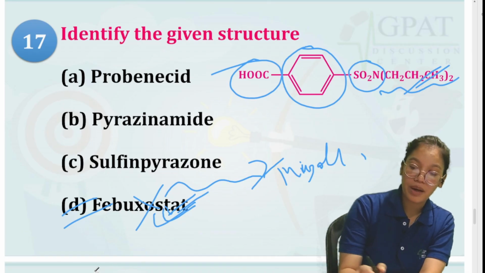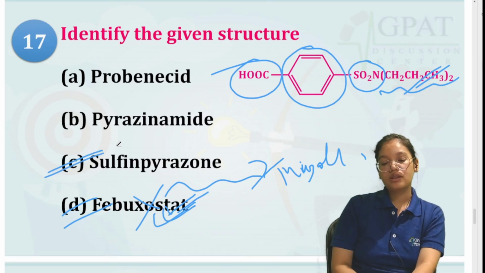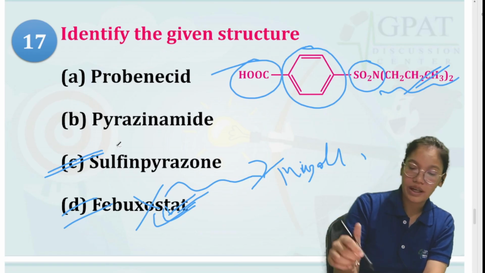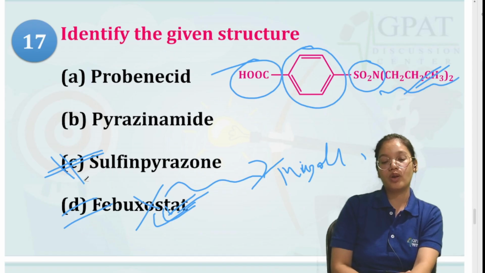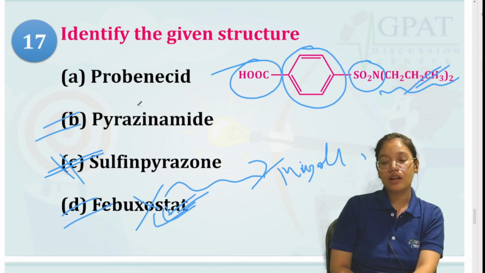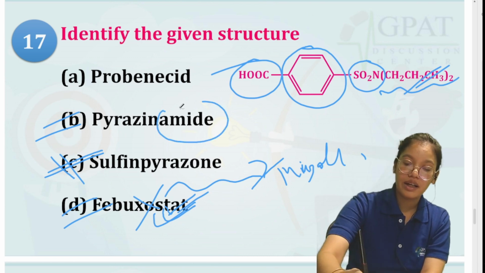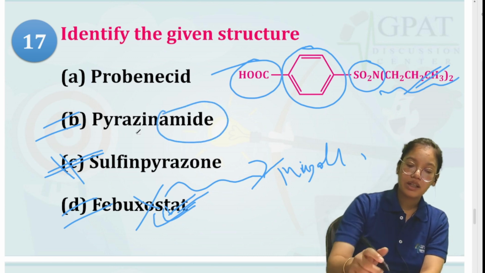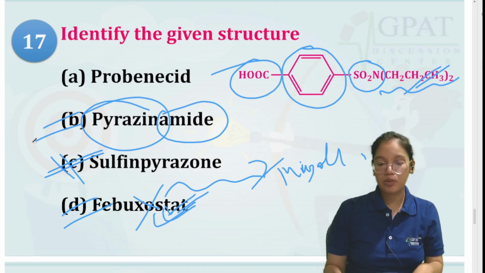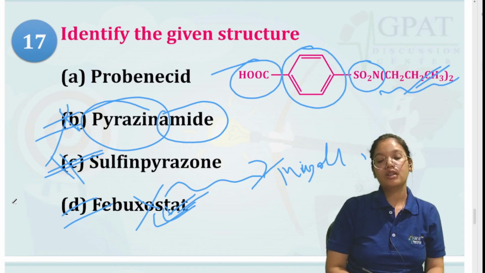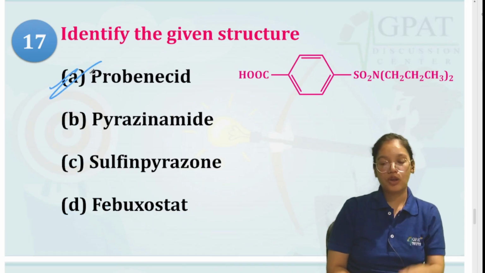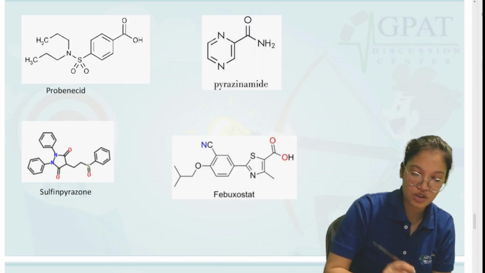Then we have sulfinpyrazone. So C option says pyrazolone ring. Do we have a pyrazolone ring here? No, I guess. So C option can also be removed. Then B says pyrazinamide. Now it does contain an amide, but it does not contain any pyrazine ring, so B is removed from the list. We are left with only probenecid. So yes, this is the structure of probenecid.